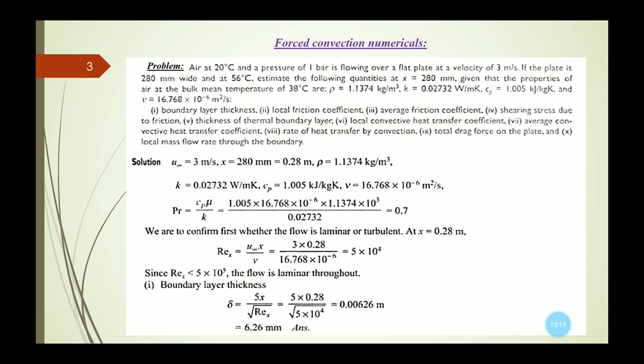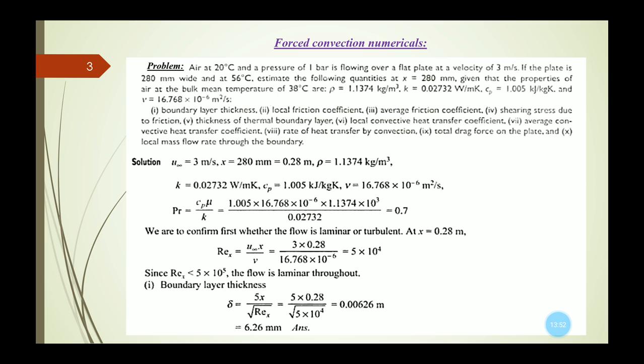So let us first write what are the things given in this numerical. The velocity of the fluid is given as 3 meter per second. Then the value of x is given as 280 millimeter, that is 0.28 meter. Then the value of rho, that is the density of air, is given as 1.1374 kg per meter cube. Then thermal conductivity, specific heat, kinematic viscosity, all these things are also given.